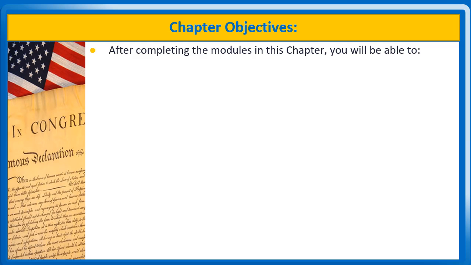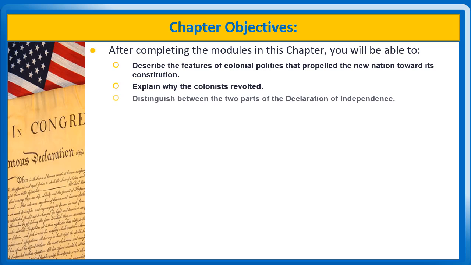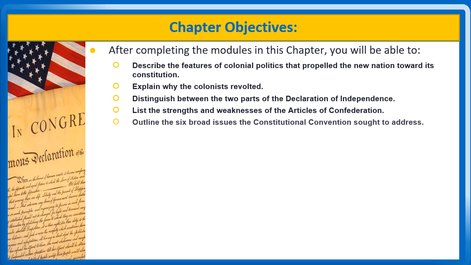After completing the modules in this chapter, you'll be able to describe the features of colonial politics that propelled the new nation forward in its Constitution. Explain why the colonists revolted. Distinguish between the two parts of the Declaration of Independence. List the strengths and weaknesses of the Articles of Confederation. Outline the 6 broad issues that the Constitutional Convention sought to address.